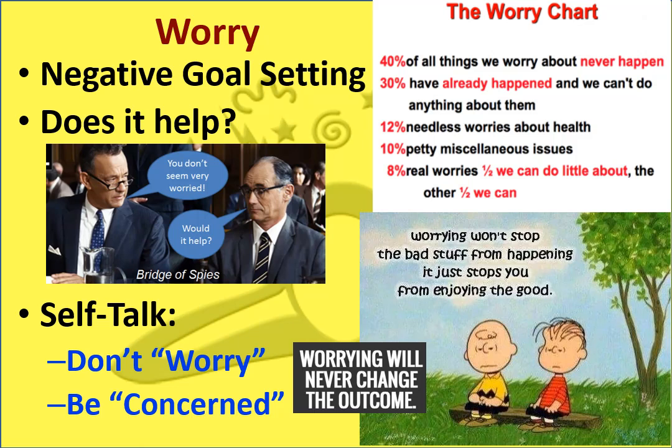So I have a little picture there from the movie Bridge of Spies. Tom Hanks played a lawyer who was defending a guy that was accused of being a Soviet spy, and he could get the death penalty. And Hanks says, you don't seem very concerned about this. You don't seem very worried about it. And the guy just looked at him and said, well, would it help? And the answer is no, it doesn't.